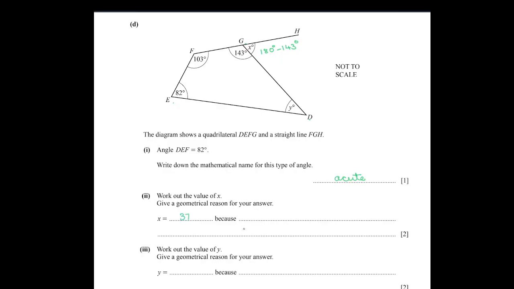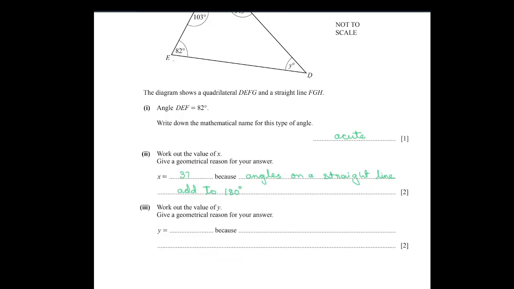x is 37. Why? Because angles on a straight line add to 180 degrees. This is the answer for question 2. Now question 3, work out the value of y. Give a geometrical reason for your answer.